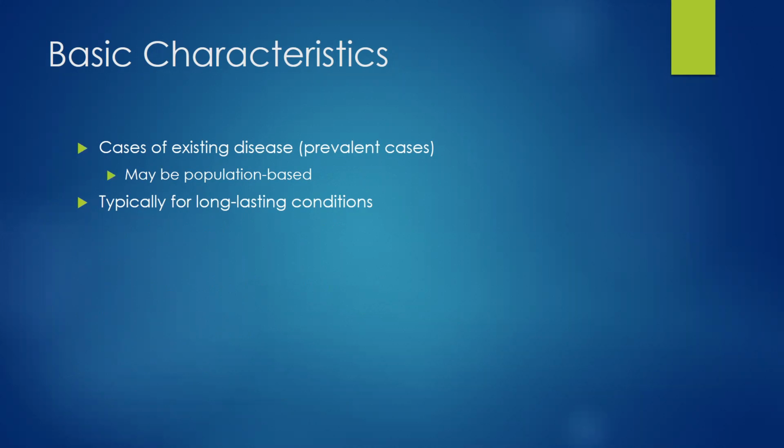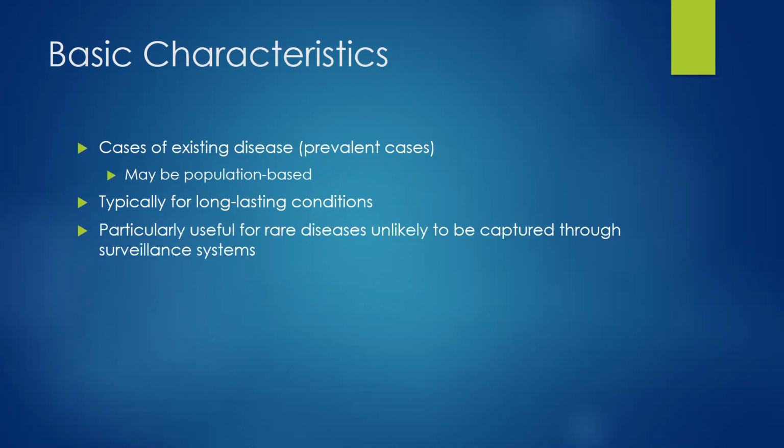So we typically do registries for long-lasting conditions, and they're very helpful if the disease is rare. So if there's some form of cancer, for example, or a rare genetic condition that's unlikely to be picked up in a surveillance system. Even if we're contacting 500,000 people, we may only get one or two of a particular disease. Doing a registry would be a better approach because we can instead target those few cases. We can use ICD codes and other approaches to find people who have the disease and enroll them in the registry.